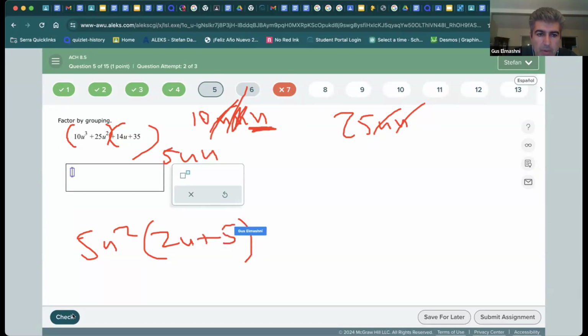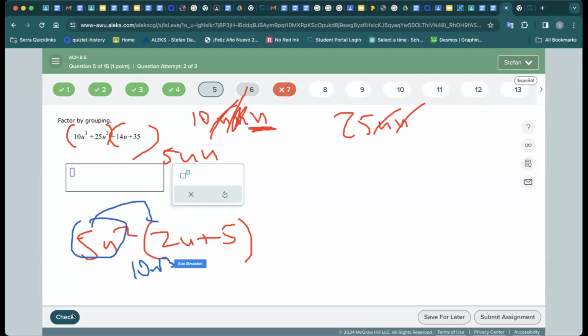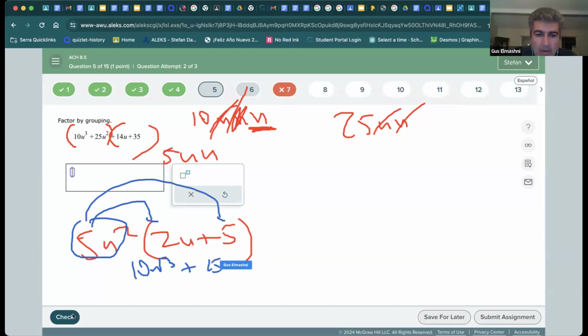Now, here's the reason why this works. If I were to put that 5U squared back in, I get 10U cubed and I get 25U squared. So you have to guarantee that you get back to the same thing after you factor, which I do now.